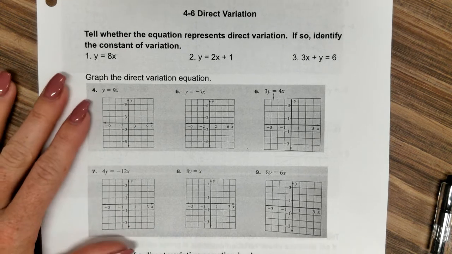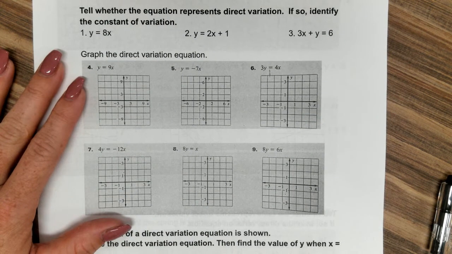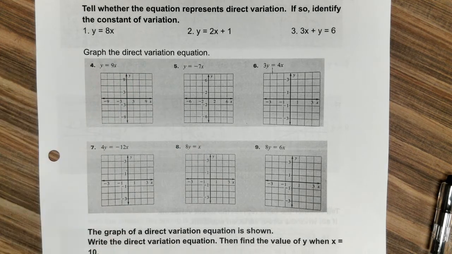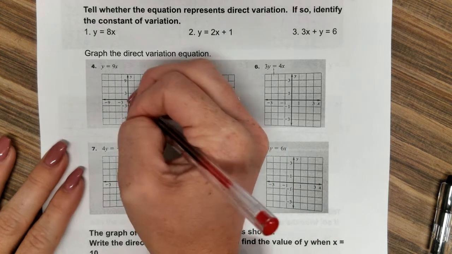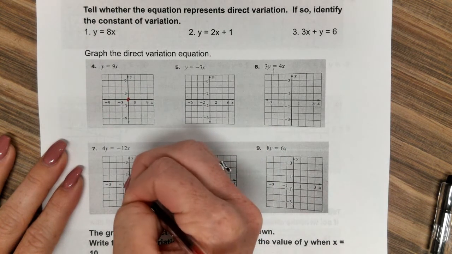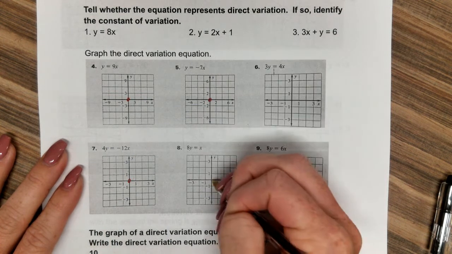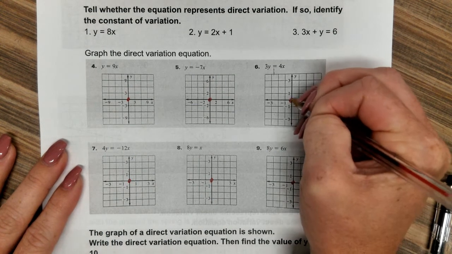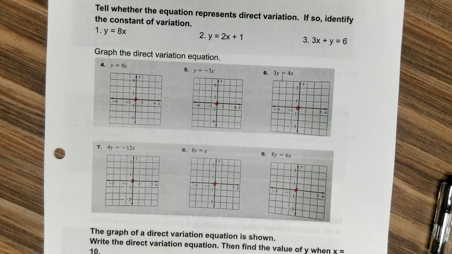All right. The next part. Graph the direct variation equation. What will all of these points include? 0. So every single one of these, I'm going to have a dot at 0, 0, because these equations all show direct variation. So all I need is a rise and a run.